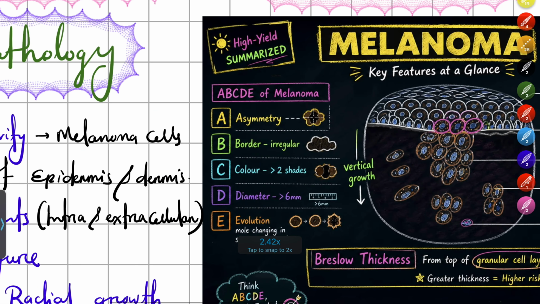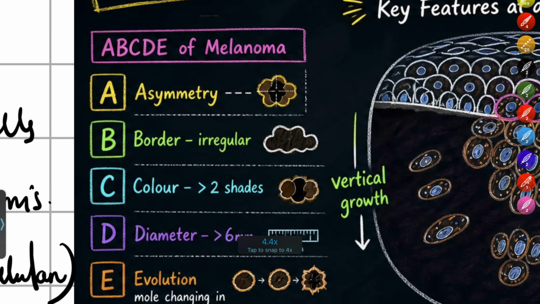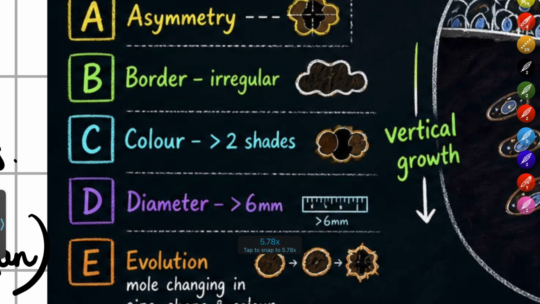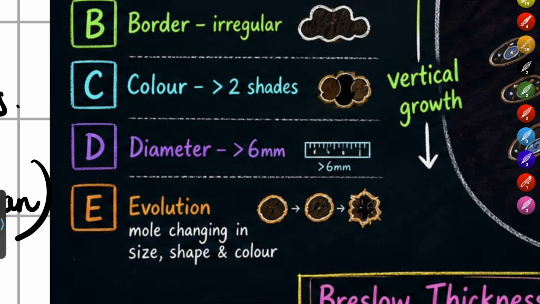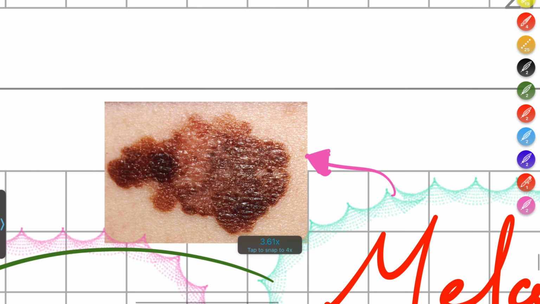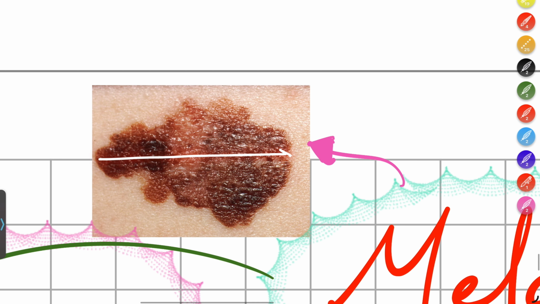And the second is B for border. It has irregular borders, meaning the borders are not regular. C for color. It has more than two colors, like it may be reddish or brown or black. And D for diameter. It has a diameter greater than 6 mm, like you can see this is the diameter and it's greater than 6 mm.